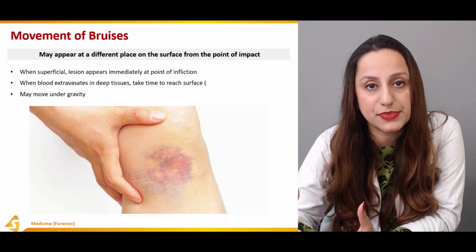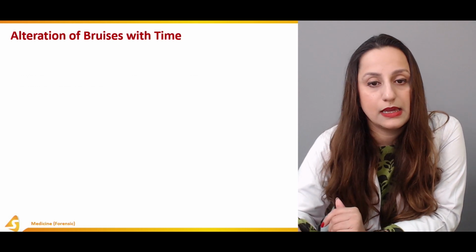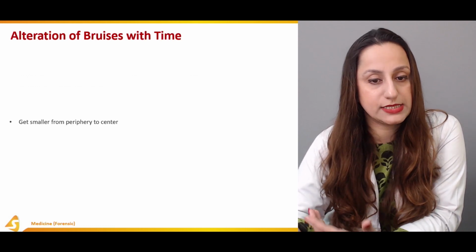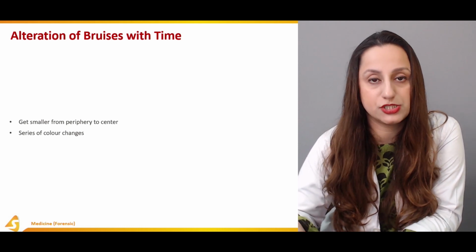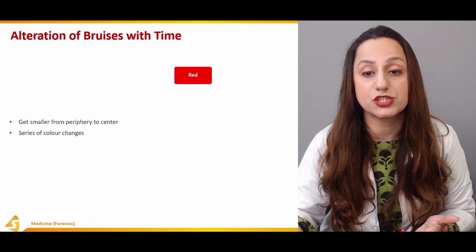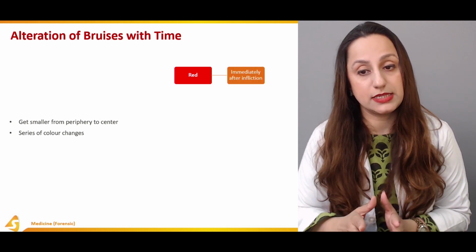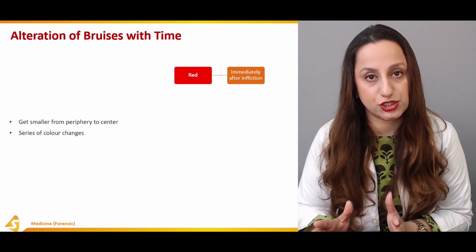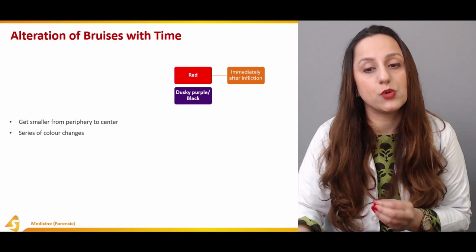It basically happens under the pressure forces of gravity. The alteration of the bruises with time: it gets smaller from the periphery to the center, and a series of color changes takes place. Why does it change? Because when the bruise is red, it is immediately after infliction. The bruise is red, and why is it? Because of the presence of hemoglobin.